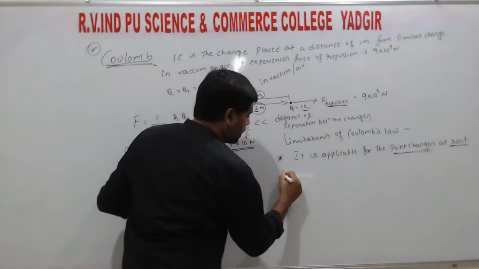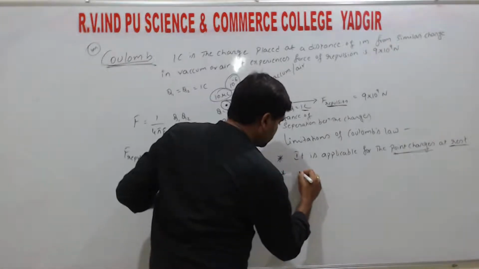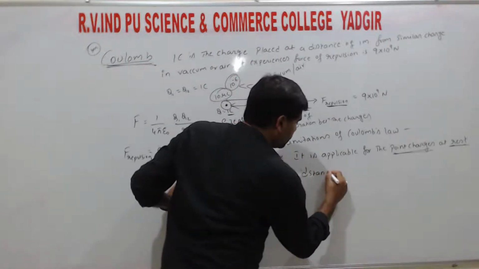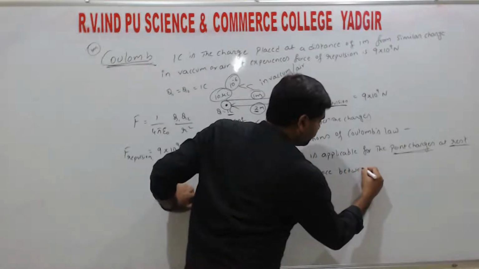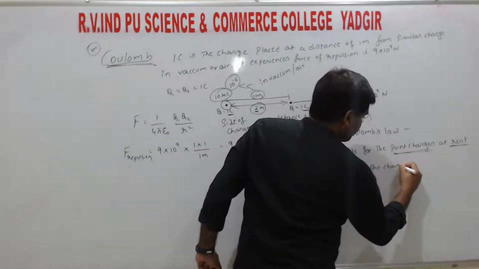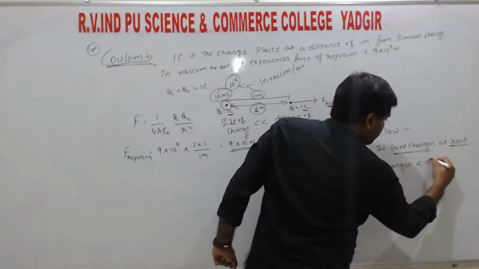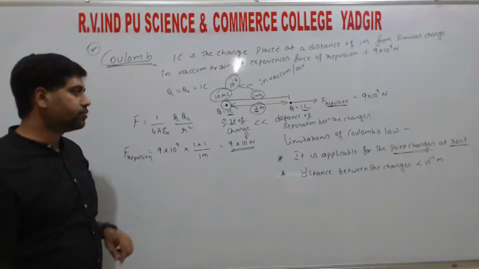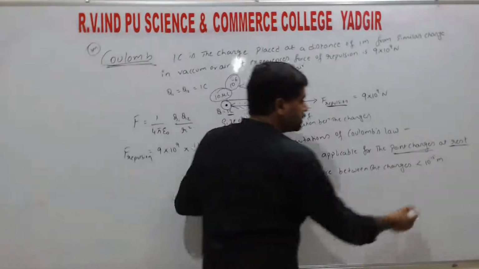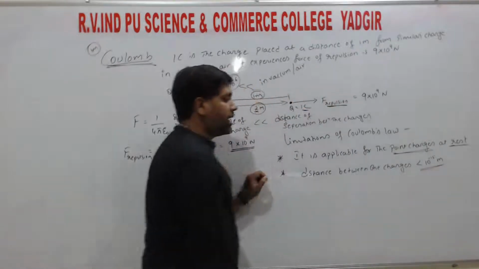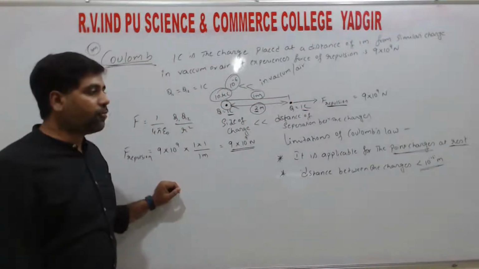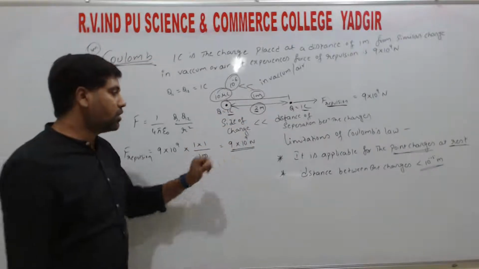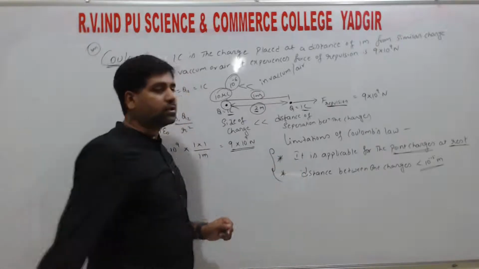The second limitation is that it is applicable when the distance between the charges is less than 10 to the power of minus 15 meter. The maximum value of the distance between the two charges is 10 to the power of minus 15. Above that distance, Coulomb's law will not work. These are the two limitations of Coulomb's law.